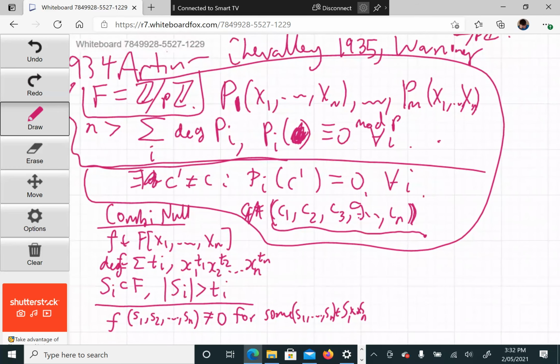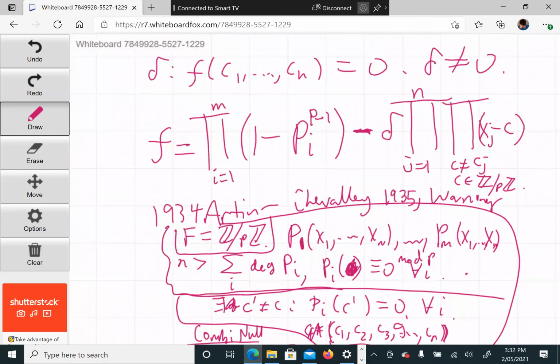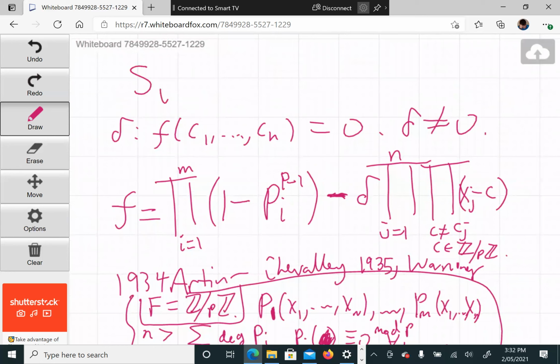So I think in this case, do we just take the s's to be the whole set? Because these s's have to be finite sets, right? We could actually just take all the s's to be, and let's see if it works. You could take all the si's to actually just be the whole set. Oh yeah, fair enough. The size of SI is P.